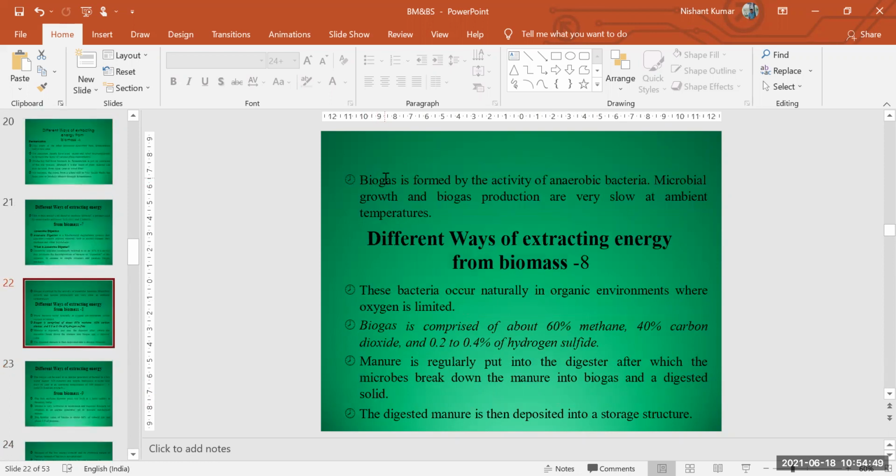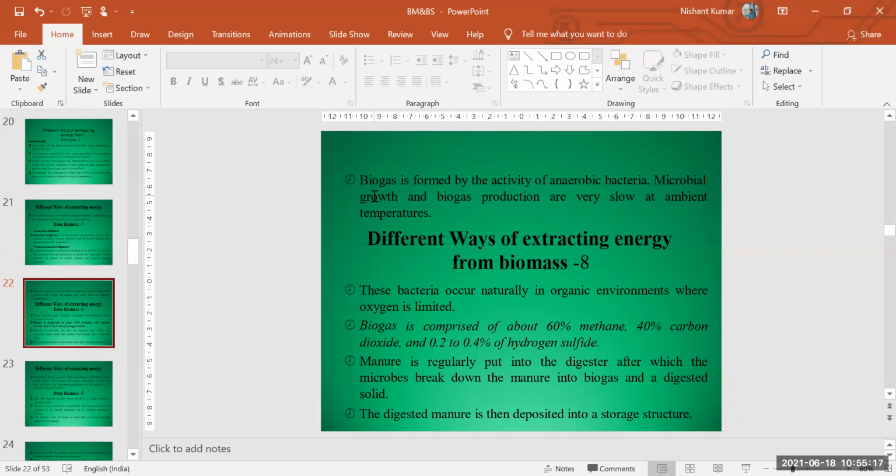Okay, now biogas is formed by the activity of anaerobic bacteria. In this process, in this digester, you use a special kind of bacteria which helps in breaking down that organic component into simple organic materials. The biogas is formed by the activity of anaerobic bacteria.